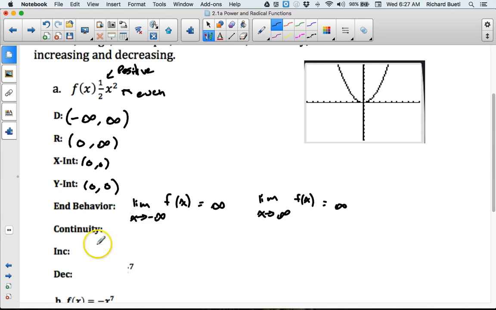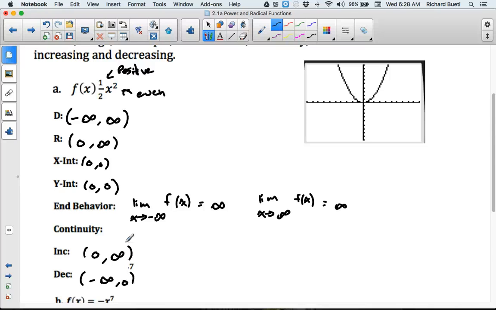For the increasing and decreasing behavior, we just look at the graph and read from left to right. As we start moving from the left, we see that the y values are decreasing until they hit the origin. So I can say that this graph is decreasing from negative infinity to 0, and then it's increasing from 0 to positive infinity. This matches up pretty much exactly with the table that we just filled out for a positive a value and an even integer.